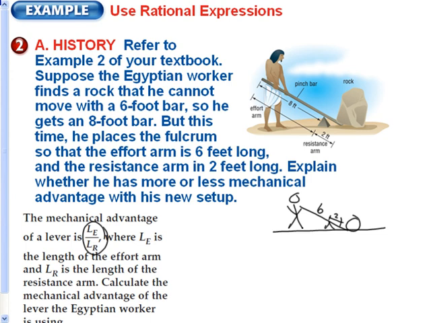And I think this picture up here is actually wrong. The whole thing is 8. So that means that the effort arm is 6 feet. So in the picture up here, we would take 6 divided by 2, meaning that he can triple the amount of weight that he can move. But over here, the entire thing was 6 feet long, so this section was only 4. So that is 4 divided by 2. This time he can only double the amount that he can lift. So he has more mechanical advantage because he can now triple it rather than just double it.